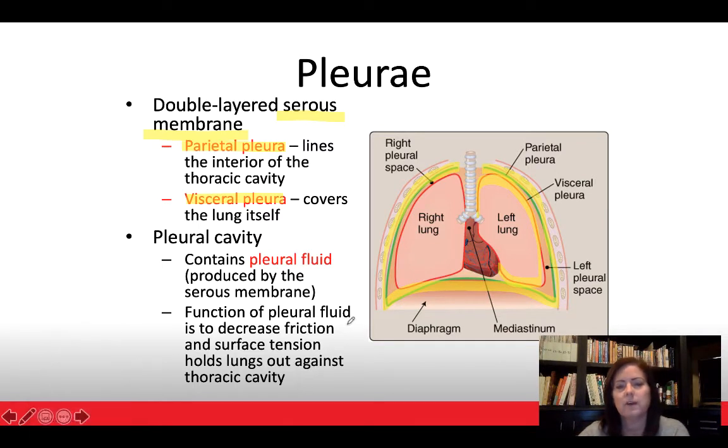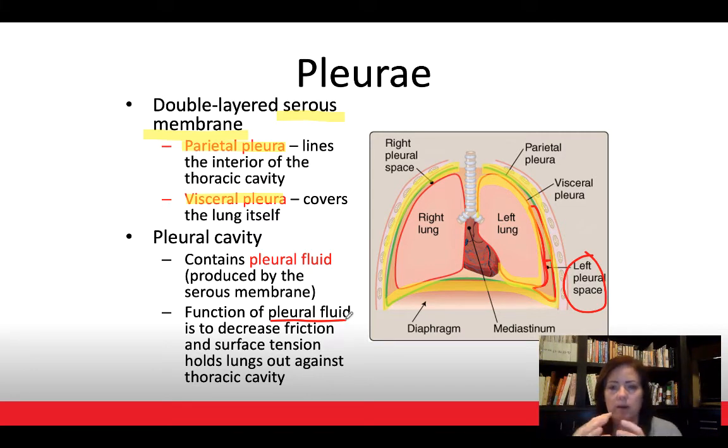It's a very similar setup to what we had with the heart, right? So we had this space here where we have fluid. We have the serous fluid located in this pleural space. And the same thing is true in the lungs. We've got pleural fluid, and it's going to reduce friction. So every time our lungs expand and contract, it helps to reduce friction in their movement. And also, it creates some surface tension.